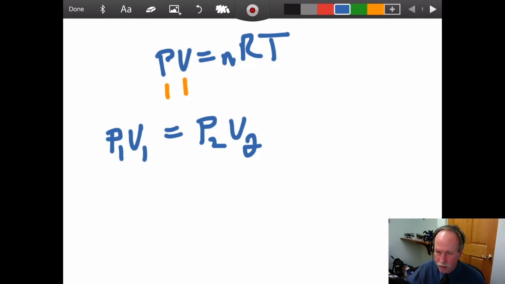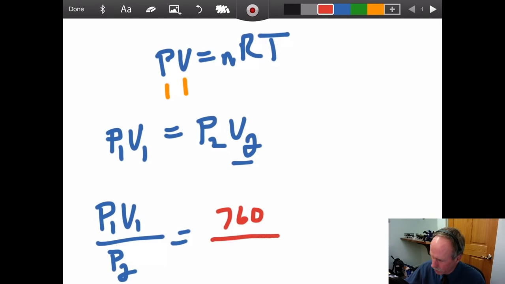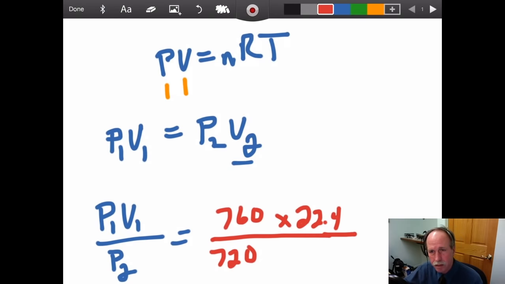Now, what do we want to solve for? We want to solve for the volume right here, V2. So let's rearrange this so that we have P1 V1 over P2, and then we'll put our numbers in. Now, P1 is going to be 760 torr, which is 1 atmosphere, and we're going to change that for P2 to 720 torr. Good. And we also know that 1 mole of gas is 22.4 liters at standard temperature and pressure.